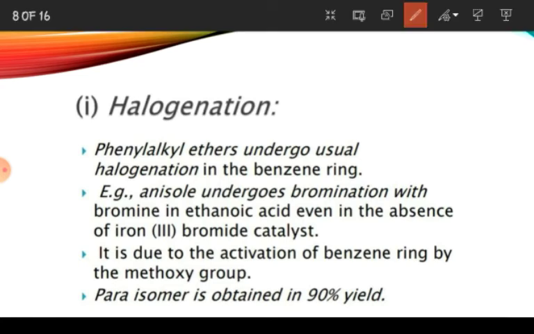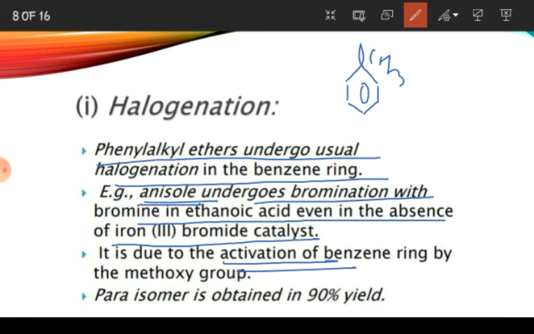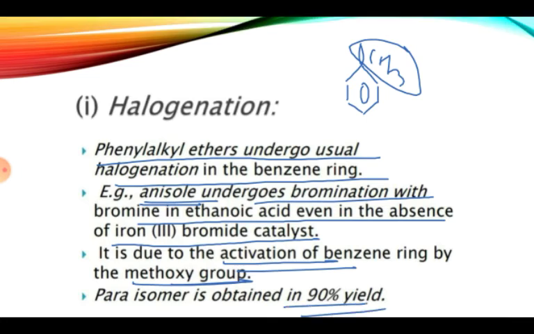First is halogenation. Halogenation means a halogen will be added. Phenylalkyl ethers undergo the usual halogenation in the benzene ring. Example, anisole. You should remember that OCH3 is known as anisole. Anisole undergoes bromination with bromine in ethanoic acid even in the absence of iron bromide catalyst. It is due to the activation of the benzene ring by the methoxy group. This is an activating group. The para isomer is obtained in 90% yield.